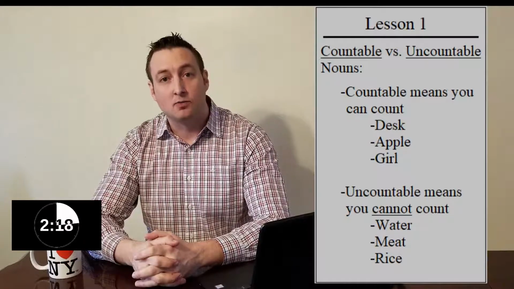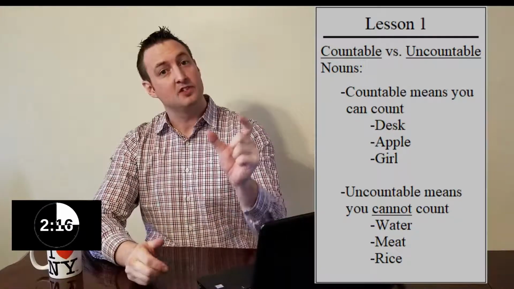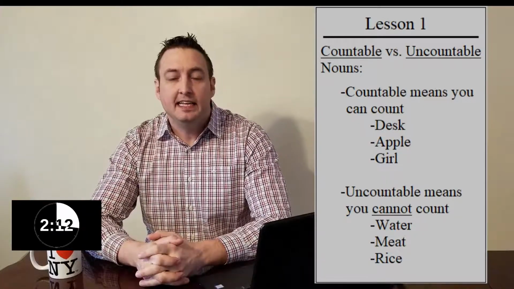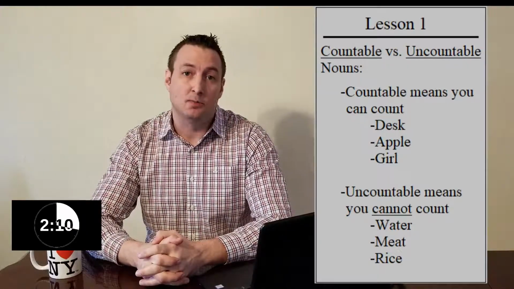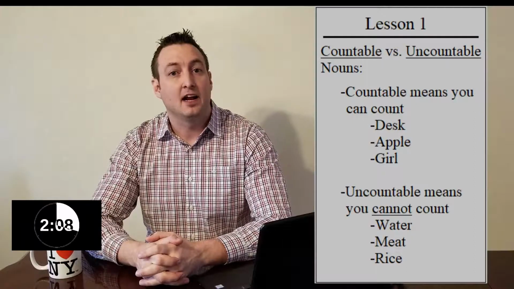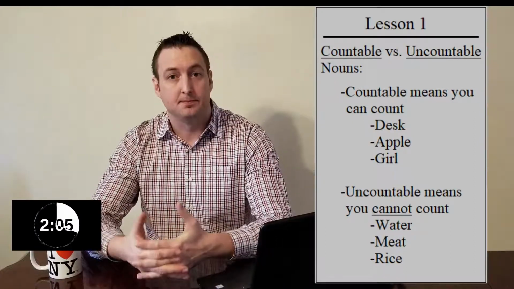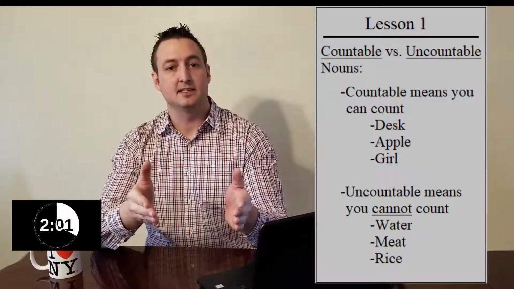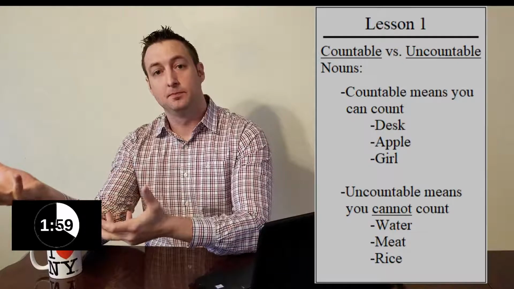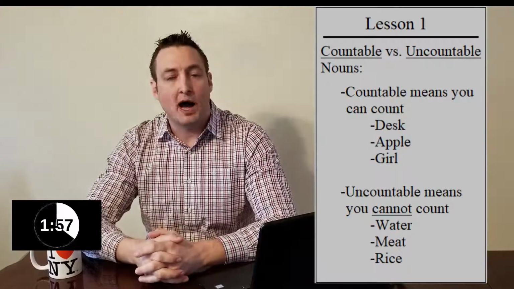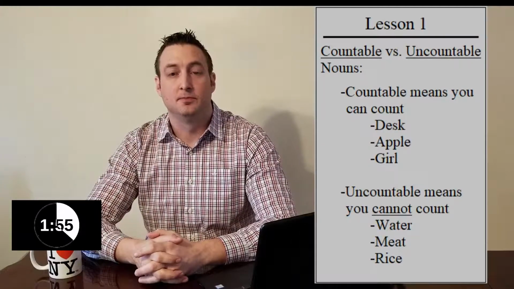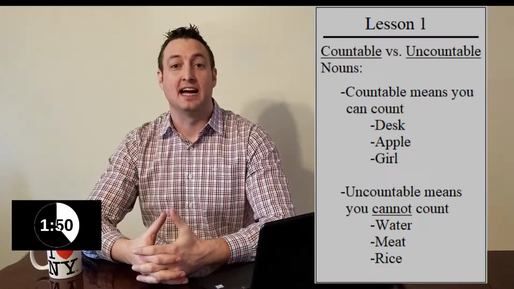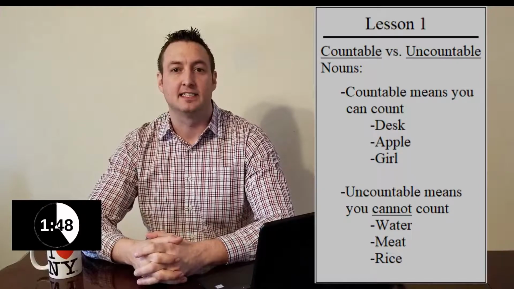So we have the word countable, and within that word, we have a smaller word, count. So really the easiest way to understand countable nouns is they are nouns that we can count. So a few examples of countable common nouns are desk, apple, girl. So I can walk into my classroom and count the number of desks. So in my classroom, there are 22 desks. Very easy for us to count.